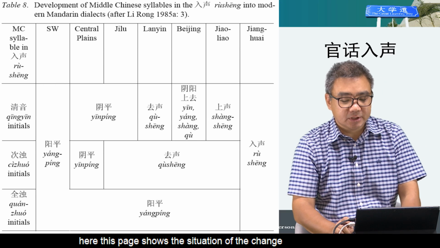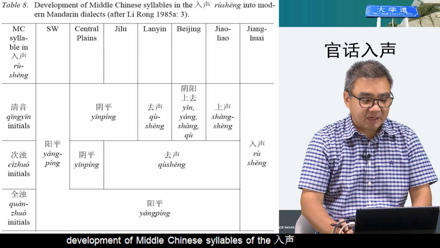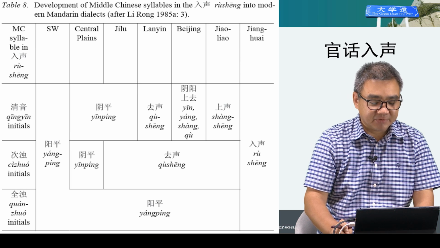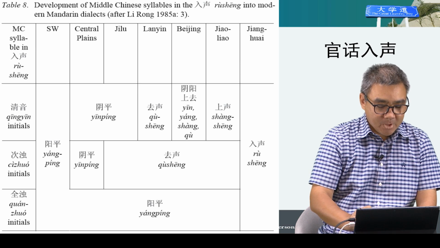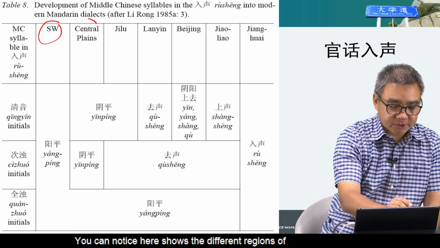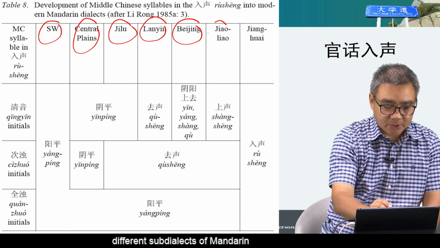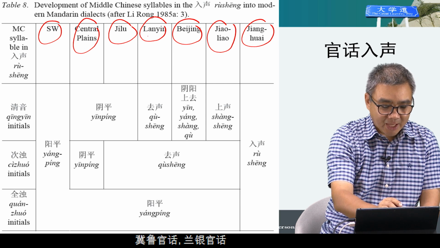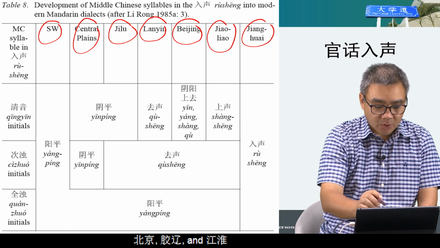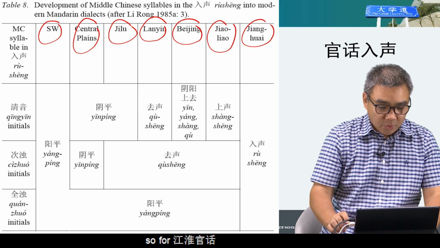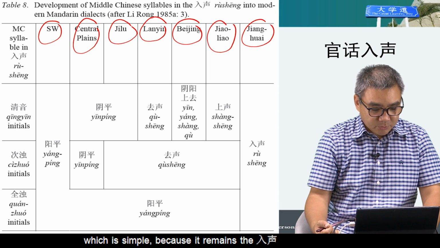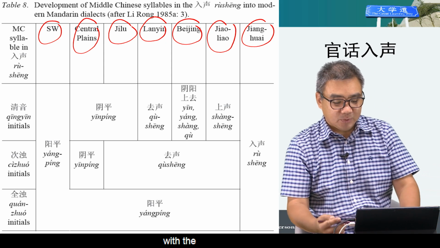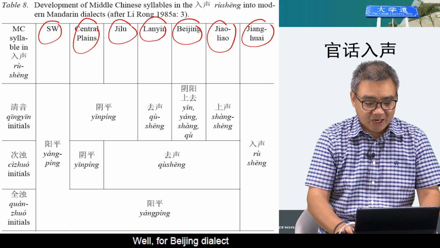Okay, here this page shows the situation of the development of Middle Chinese syllables in 入声 in Mandarin Chinese dialects, 北方话. You can notice here shows the different regions of different sub-dialect of Mandarin: Southwest, Central Plain, 中原官话, 冀鲁官话, 兰银官话, 北京, 交辽, and 江淮. Okay, so for 江淮官话, which is simple, because they remain 入声, still pronounced with the entering tone.